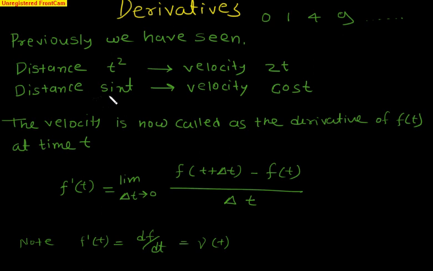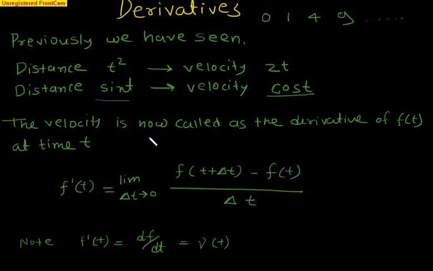Similar case is about the sin t. If distance function is sin t, then velocity function is going to be cos t. Or derivative of sin t is nothing but cos t, or slope of sin t at time t is nothing but cos t. These are the cases.